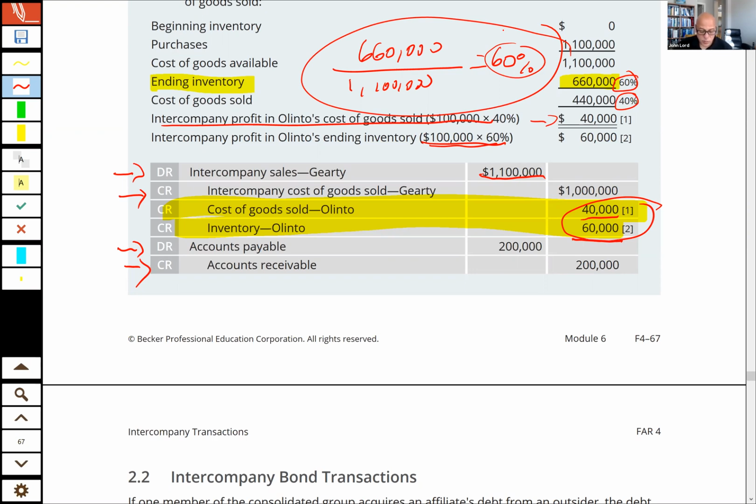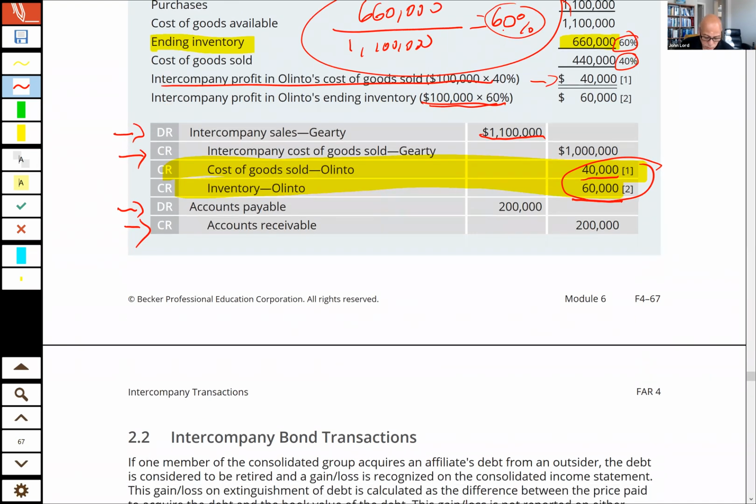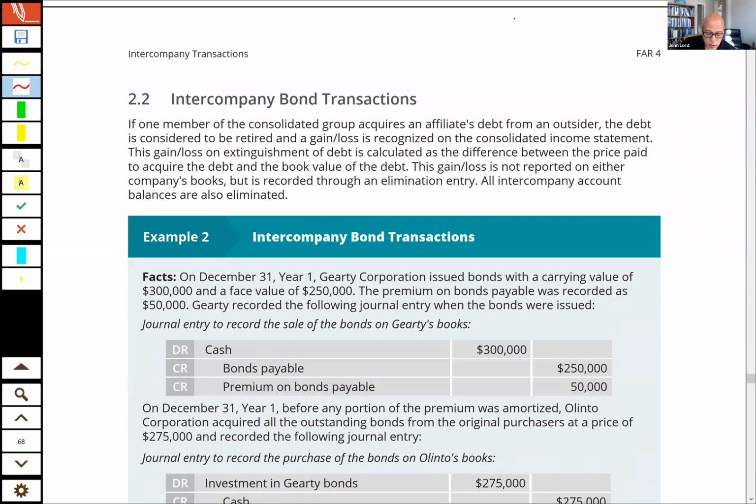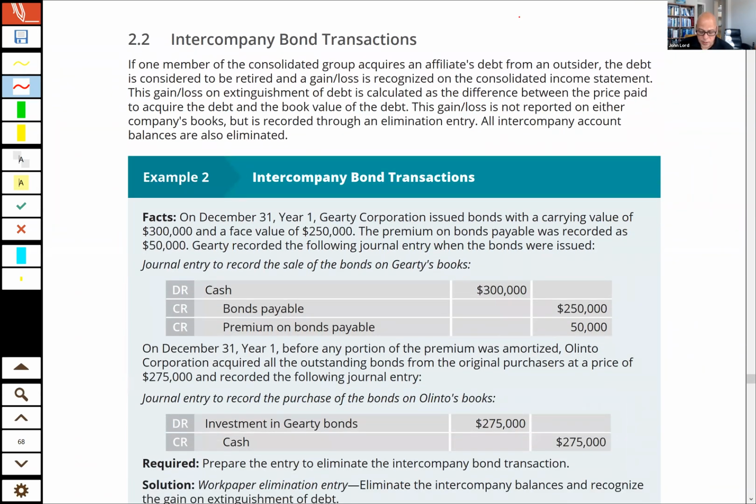Maybe the question will tell you that they sold all of it. Well, then you'd eliminate what? You'd eliminate the intercompany profit only from Olinto's cost of goods sold, right? Okay, I do see them do that sometimes. Okay, good. Intercompany bond transactions.